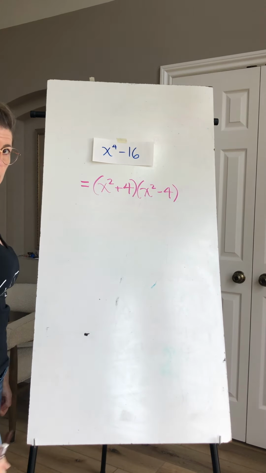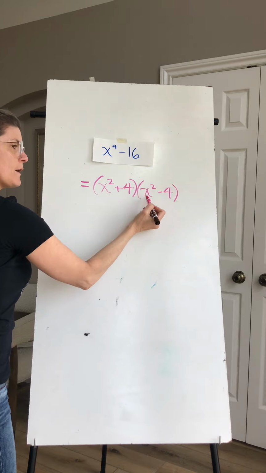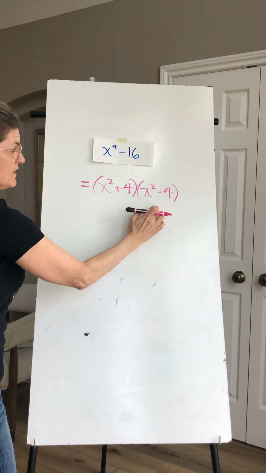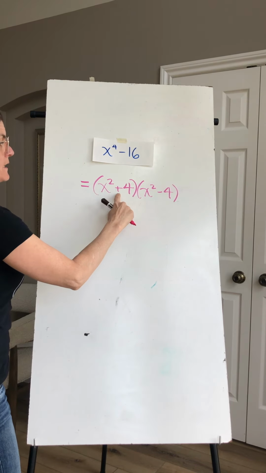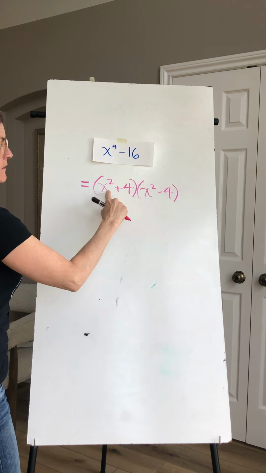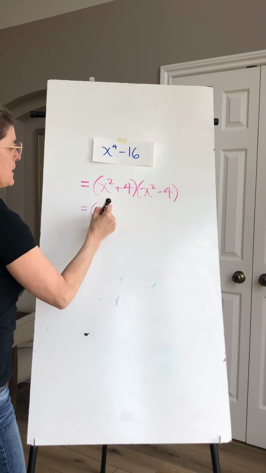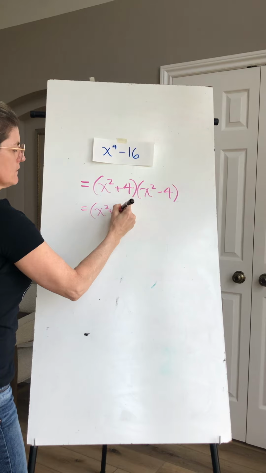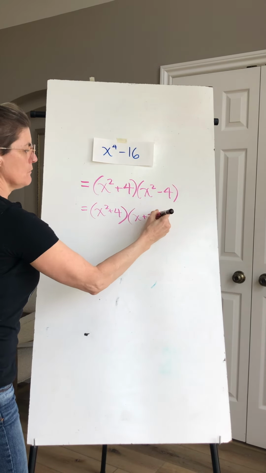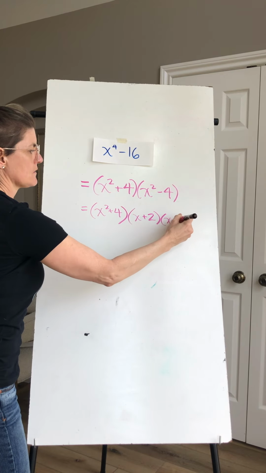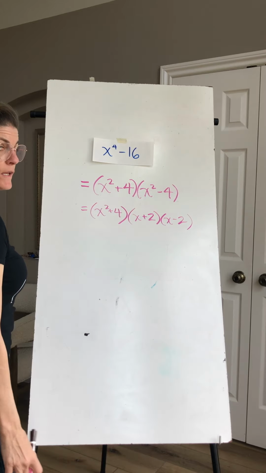Here is where the trick lies. This bracket is a difference of squares again. So this bracket can be factored once more. This one can't because there's no way you can get anything that's going to work out with this positive in the middle. So this first bracket is going to stay where it is. And this bracket is going to become x plus 2, x minus 2. And at that point, you are done.